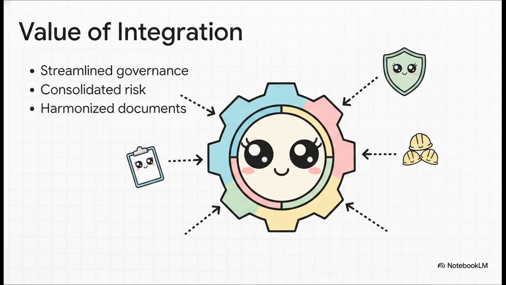So, the crucial point is, the value of this integrated auditing approach is just massive. It creates streamlined corporate governance. It allows for consolidated risk registers where environmental, quality, and safety risks are prioritized holistically. It harmonizes documentation, so you don't have three entirely different manuals for one single process. And it allows for cross-functional training evaluations. These integrated audits transform what used to be separate regulatory burdens into one single cohesive engine for operational excellence.